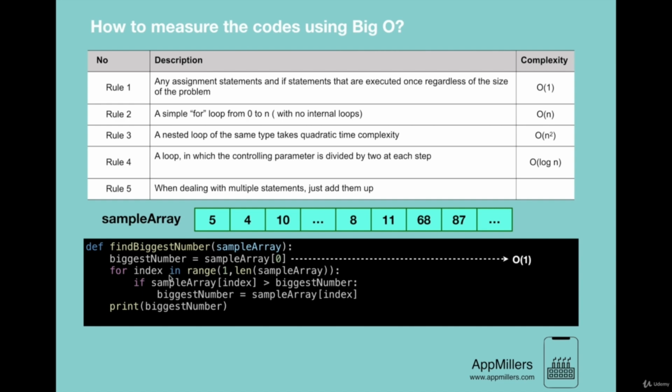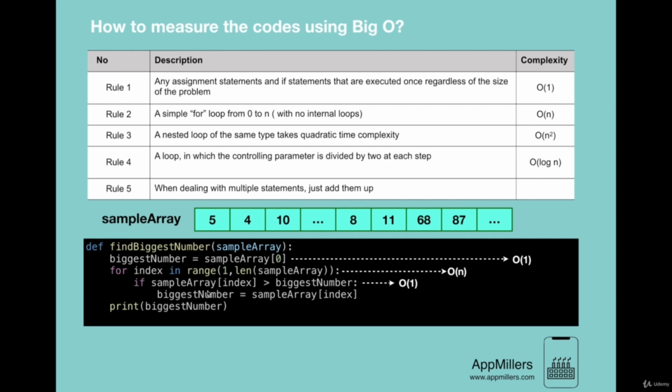Then we continue to the second line of this code. Here we created a loop. So according to the second rule, a loop takes linear time complexity, which means that here it takes O(n) time complexity. Then inside the loop, we have an if condition. And again, the first rule says that if statements take constant time complexity, which means that the if condition over here will take complexity of O(1).